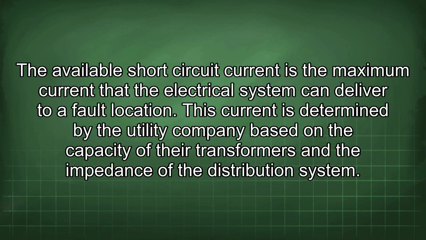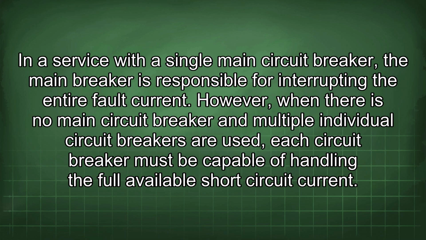The available short circuit current is the maximum current that the electrical system can deliver to a fault location. This current is determined by the utility company based on the capacity of their transformers and the impedance of the distribution system. In a service with a single main circuit breaker, the main breaker is responsible for interrupting the entire fault current. However, when there is no main circuit breaker and multiple individual circuit breakers are used, each circuit breaker must be capable of handling the full available short circuit current.